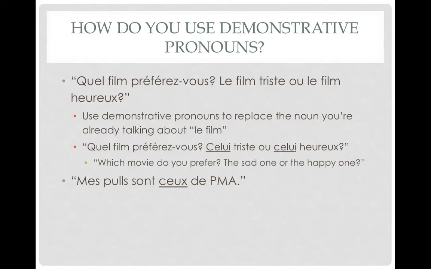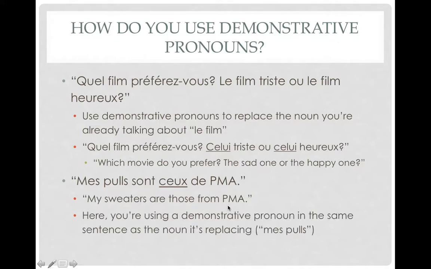So another example could be saying, mes pulls sont ceux de PMA. So my sweaters are those from PMA. Rather than saying my sweaters are sweaters from PMA, it's a little bit cleaner this way. You're not repeating yourself as much. And here you're using the demonstrative pronoun in the same sentence as the noun it's replacing, mes pulls. So again, it's important to note that it's okay to do this here because we know what this object is that we're talking about. If we did not have this in the sentence and we didn't have it in a sentence right before and we hadn't already been having a conversation about it, it would be a little bit more confusing. So it's important to keep that in mind.